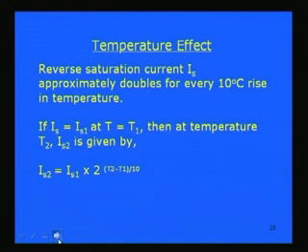Now, how much it increases? That is actually given by a law that for every 10 degree centigrade rise in temperature, the reverse saturation current approximately doubles. That means if suppose at temperature T1 we have a reverse saturation current IS1, and at temperature T2 IS2, the reverse saturation current will be equal to IS1 multiplied by 2 to the power (T2 minus T1) by 10, because for every 10 degree centigrade it doubles. So, it will be power of 2 by that factor by which it is increased divided by 10. This will have to be counted when you have a variation in the temperature.